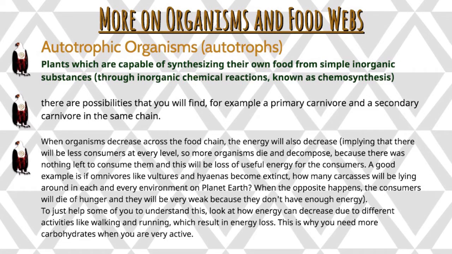And then we have the second point, which is that you will find, for example, a primary carnivore and a secondary carnivore in the same chain. The primary carnivore can be a carnivore that will eat a herbivore, because herbivores will be the ones eating the producers, which are the plants. So the primary carnivore eats the herbivore, then another carnivore eats the primary carnivore, which makes that other carnivore a secondary carnivore. That's the idea behind it.